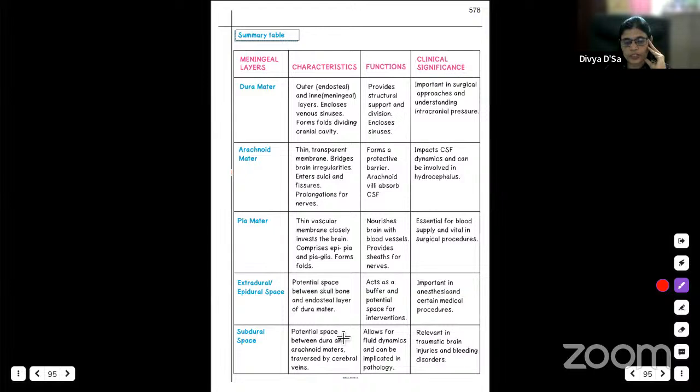Subdural space is a potential space between the dura and the arachnoid mater, and it is traversed by the cerebral veins. So it allows for fluid dynamics and can be implicated in pathology. Subdural space is below the dura mater, right? So here there are actually venous plexuses. Okay, so capillary venous plexuses are there. So it can result in heavy bleeding. Especially in trauma, subdural hematoma is more common.